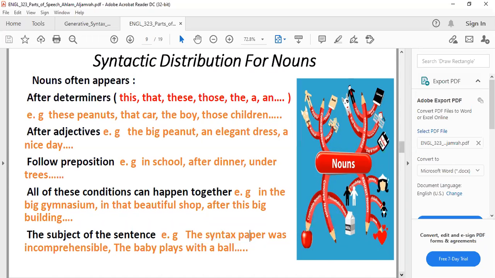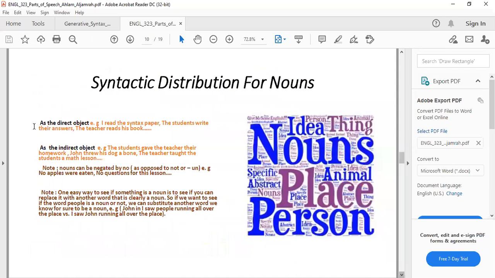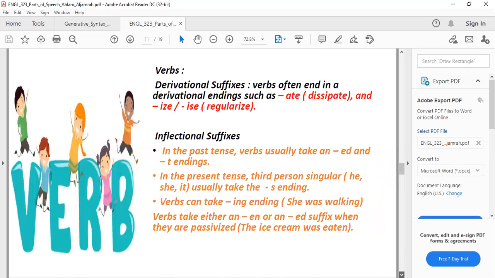This is for nouns, and also we have them as the direct object, as the indirect object, and as object of a preposition. Now we move to verbs.